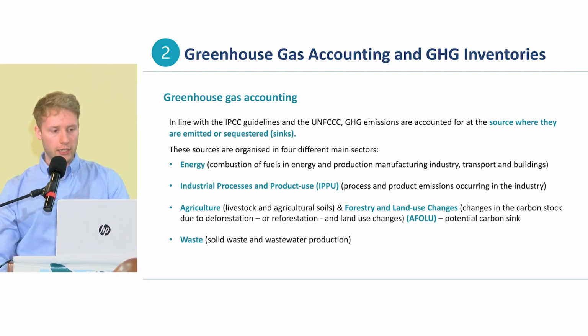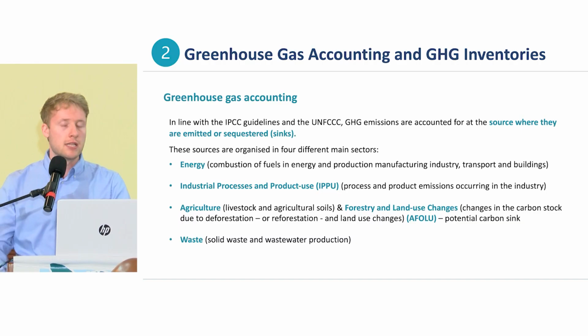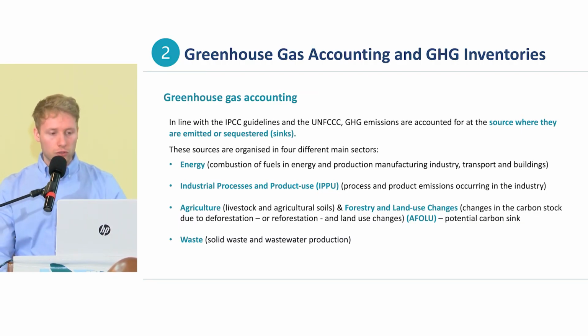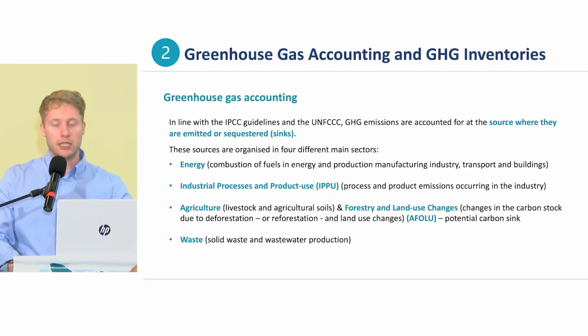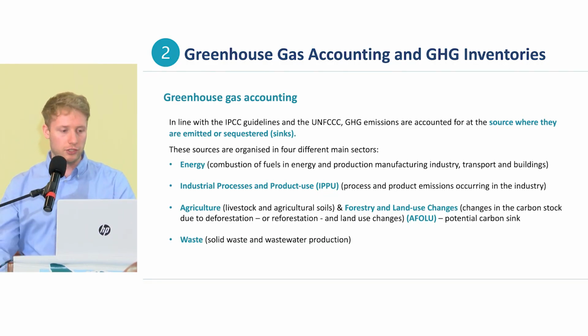It was introduced already. We have the energy sector. So these are emissions occurring through the primary combustion of fuels in energy and production, manufacturing industry, transport, and buildings. So a car that drives down a road, the emissions that are happening because of the combustion process in the engine is accounted for within energy.